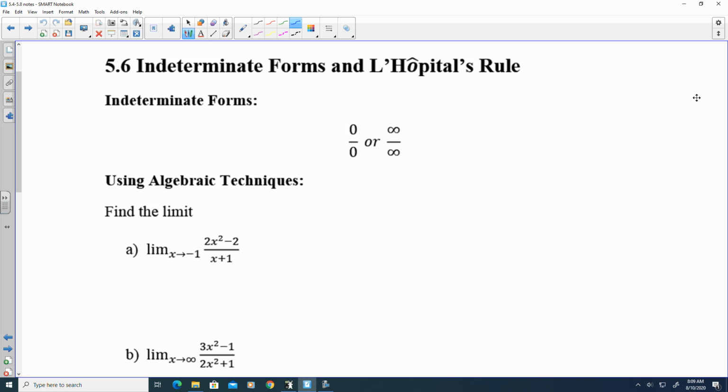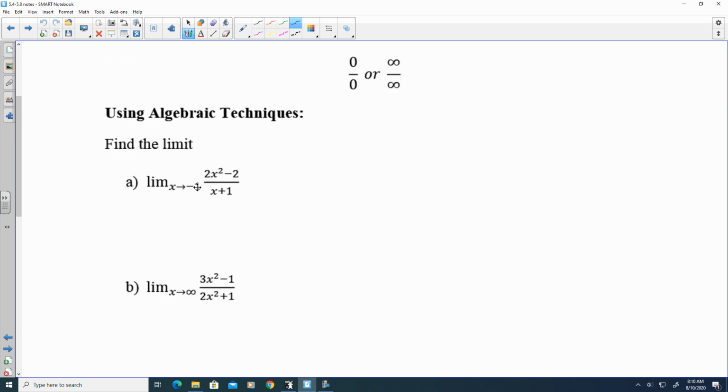So those indeterminate forms that we're referencing are when we have a rational function that is either in the form 0 over 0 or infinity over infinity when we are approaching whatever specific limit we're looking at. So, for example, letter A here, if I plugged in -1 on the top and -1 in the bottom, it would give me 0 over 0. So when I plug it in, do the plug-in method, I get 0 over 0.